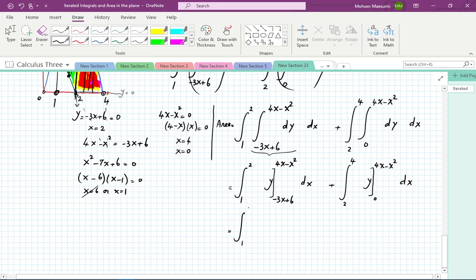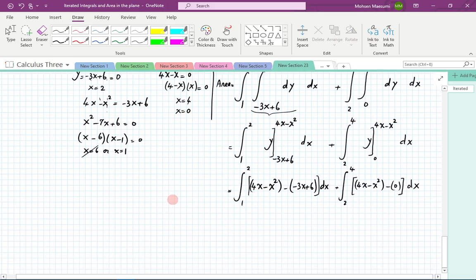So let's write 1 to 2. I have to subtract these two, so I get 4x minus x squared minus 3x plus 6, all of this dx, and another half. 2 to 4, y has to be replaced by 4x minus x squared, then minus 0, all of that dx. Well, I'm sure you can finish this problem, but let me just quickly write it out.